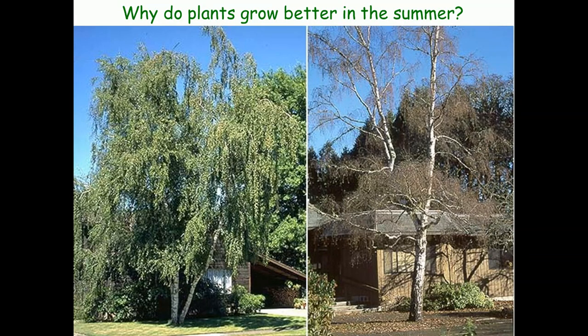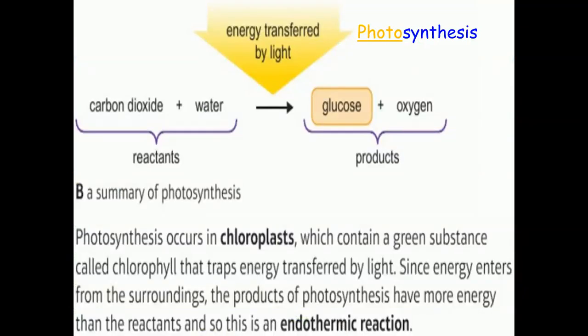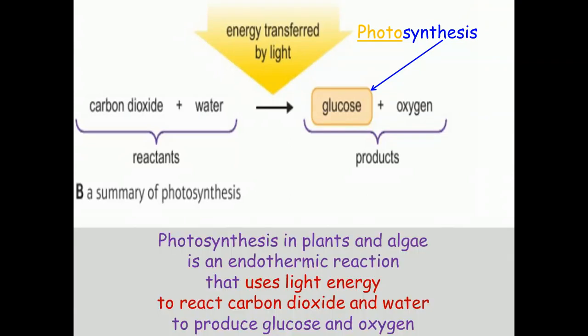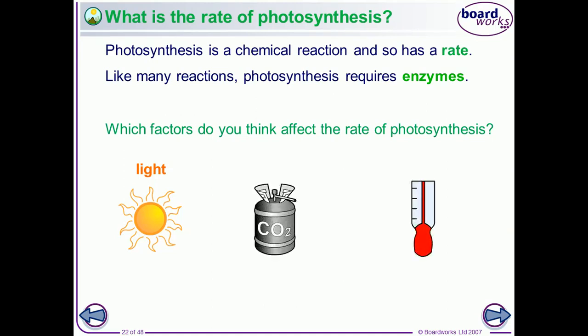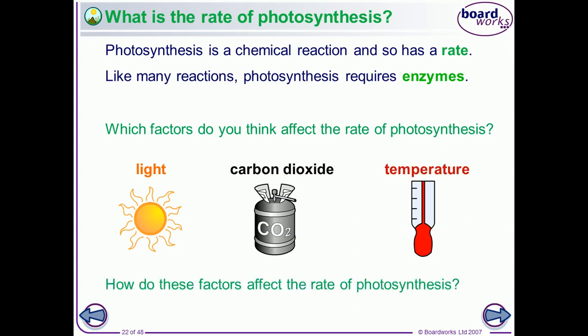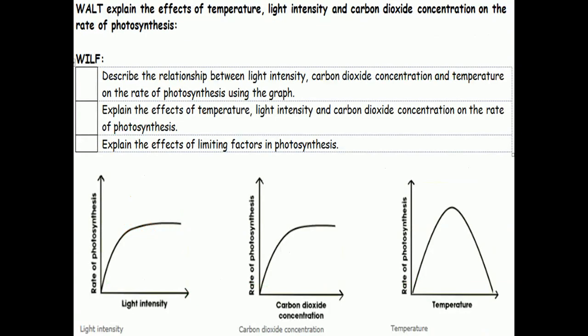Why do plants grow better in the summer? Well, clearly in the summer there is more light energy. Remember, light energy is required to synthesize glucose because it helps carbon dioxide and water react, because photosynthesis is an endothermic reaction. So light is one factor that could increase the rate of photosynthesis, but there are other factors such as carbon dioxide and temperature. So how do these factors affect the rate of photosynthesis?